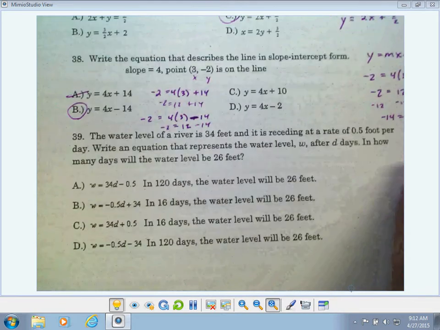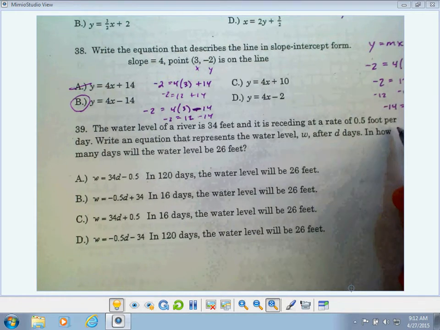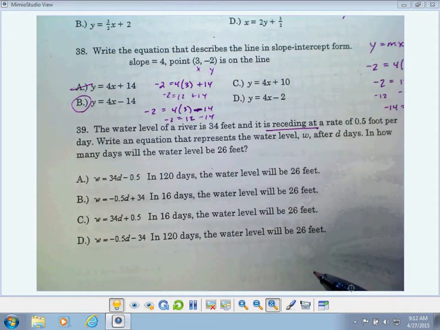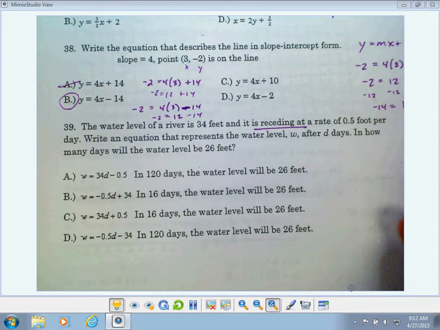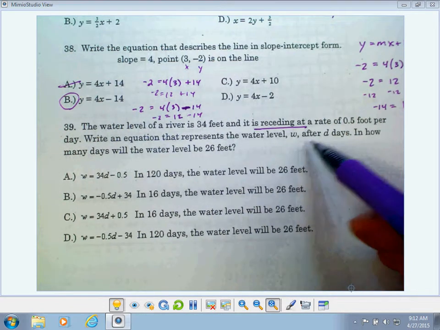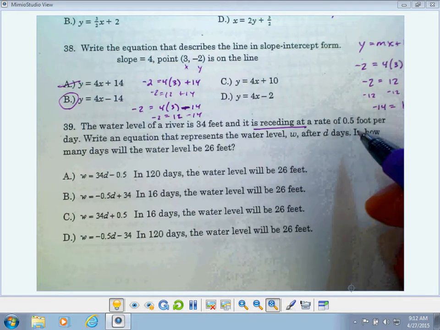Okay, number 39 says the water level of a river is 34 feet and it's receding at a rate of 0.5 feet per day. Receding means going down. So it's losing 0.5 foot per day. Write an equation that represents the water level, W, after D days, and how many days will the water level be 26 feet? Okay, well, we got to look at it right away, right?